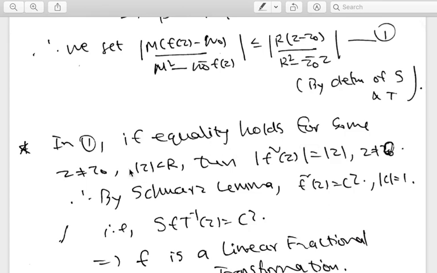Here also you obtain this result: if equality holds for some z not equal to z naught, then under these conditions f is obtained as a linear fractional transformation. You can combine all these results to obtain that every one-to-one conformal mapping of a disk onto another disk, remember it is one-to-one and onto, is given by an LFT. Hence it characterizes all the conformal mappings between two disks.